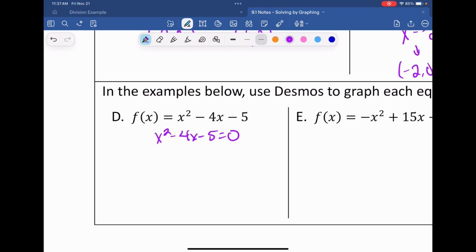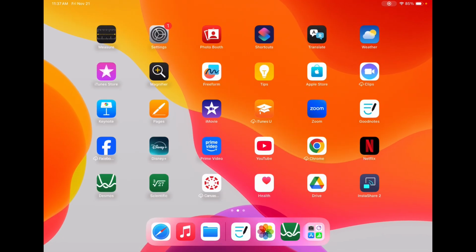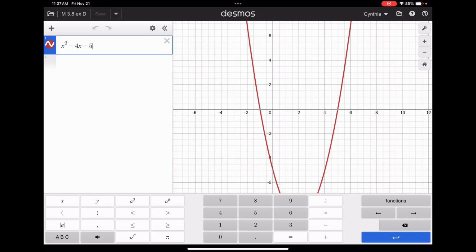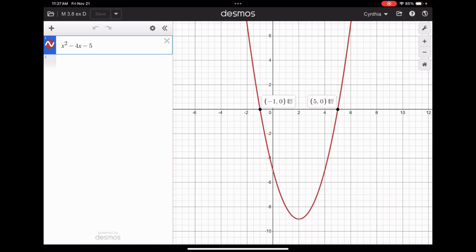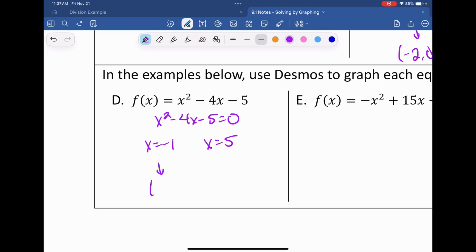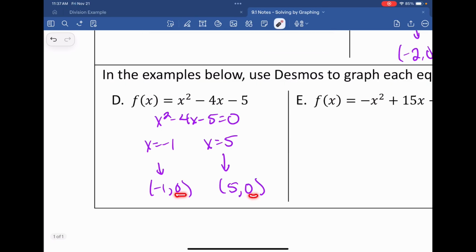And then I type this into Desmos graphing. Okay, now I've already done this. I don't need the equation part of it. I just need the x squared minus 4x minus 5, and then make sure that equation is selected. And then you can see where it crosses the x-axis: at -1 and at 5. And if you want them as x-intercepts, -1, 0 and 5, 0. And the reason the y-coordinate is a 0 is because we set it equal to 0.